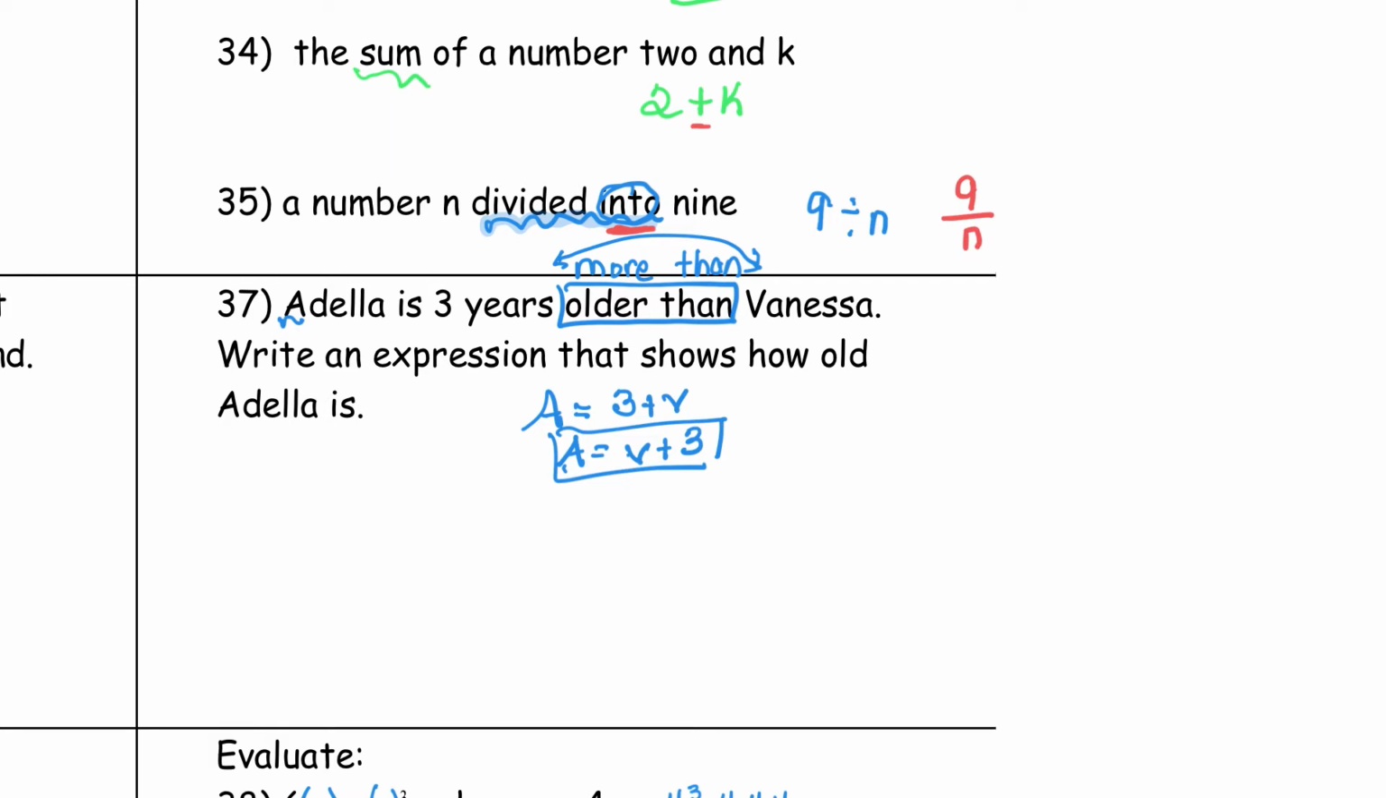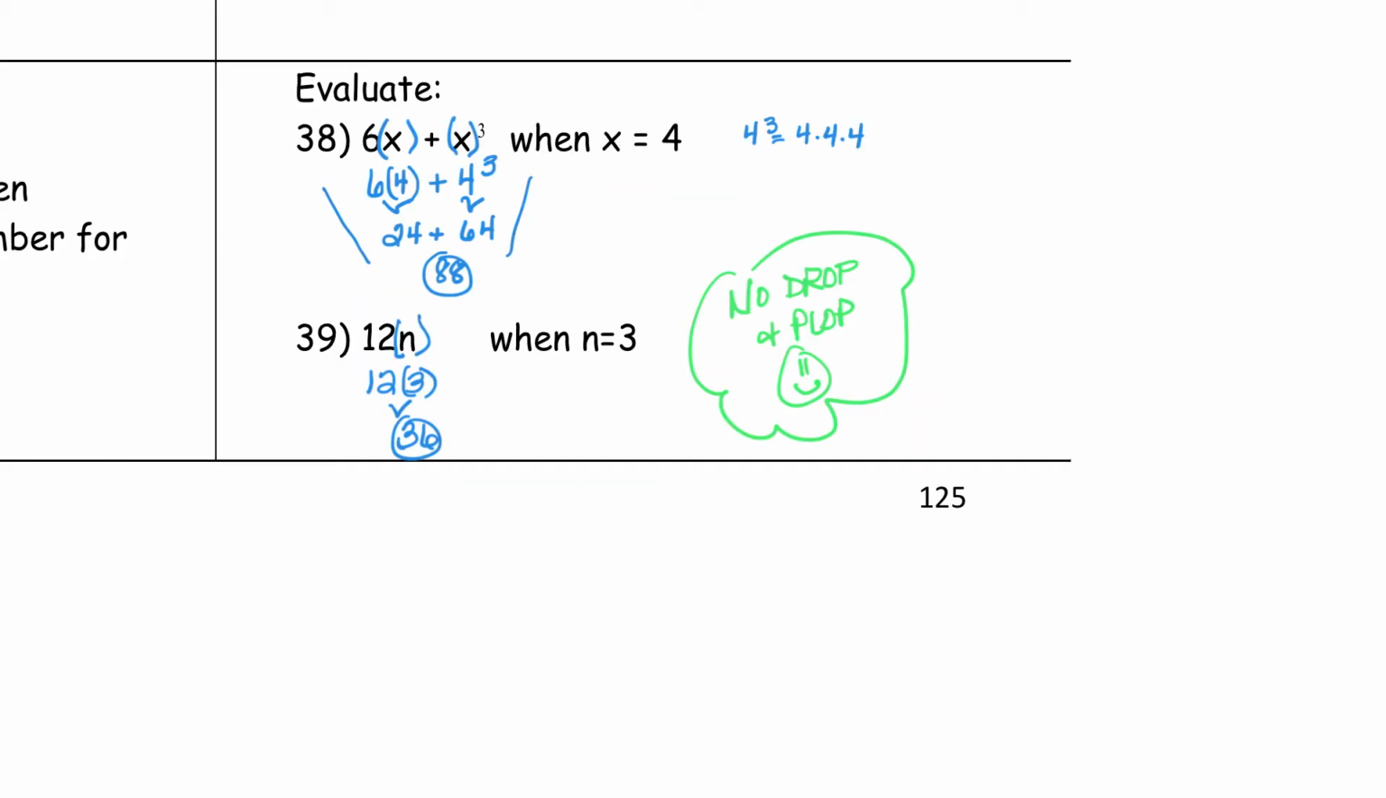Number 37 was a tricky one. Adela is 3 years older than Vanessa. Older than means more than. So write an expression that shows how old Adela is. So honestly, it's 3 plus V if we use V to represent Vanessa. However, more than or older than is a switch word, so it would be V plus 3. That's how old Adela is.